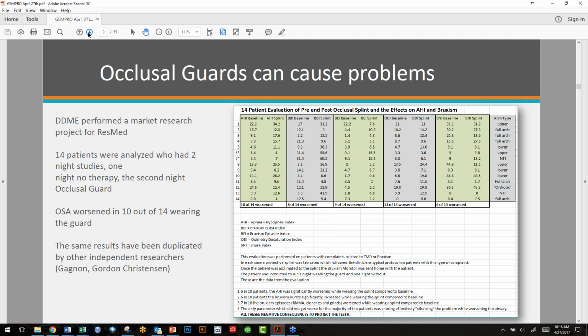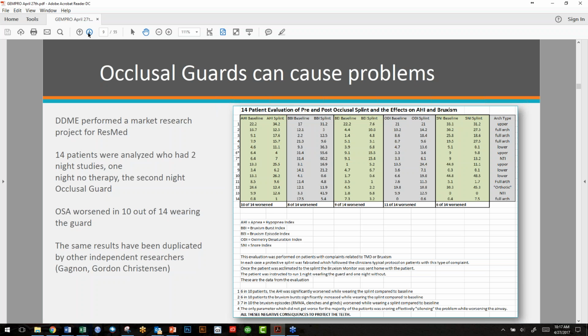DDME, we did our own research in this, and it was an informal, I would call it a pilot study. It was done similar to the Gagnon study I just mentioned, except for one important difference. The Gagnon study studied 10 known apneics. We did 14 patients that were treated for tooth wear and were provided guards or occlusal splints. What we did is we did 2 nights, one wearing their guard and one without, so that there was a baseline and then one with their splint.